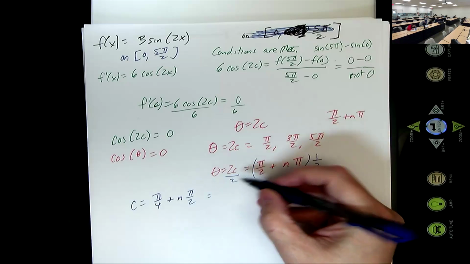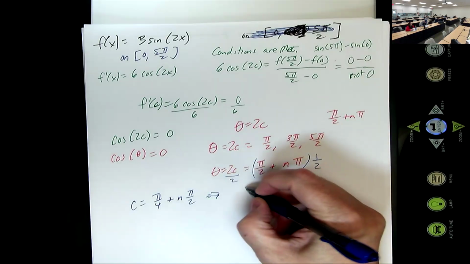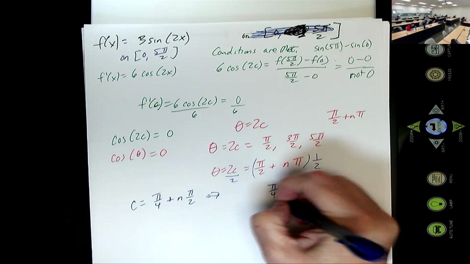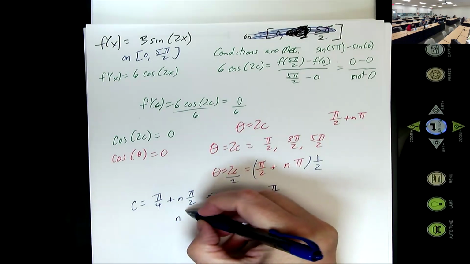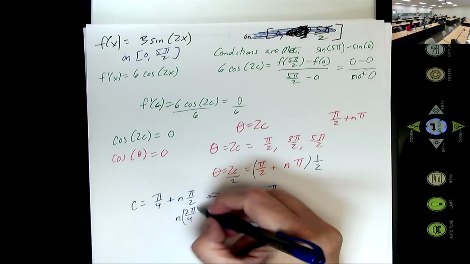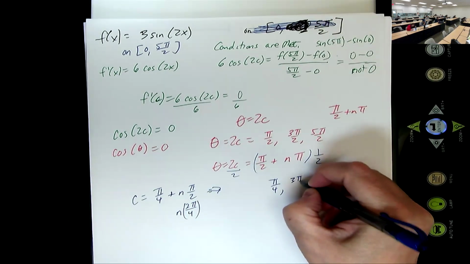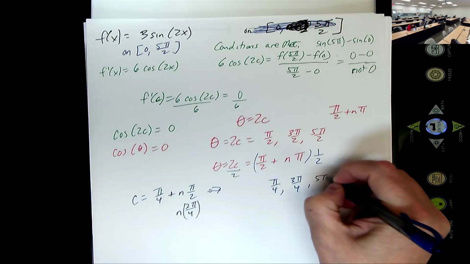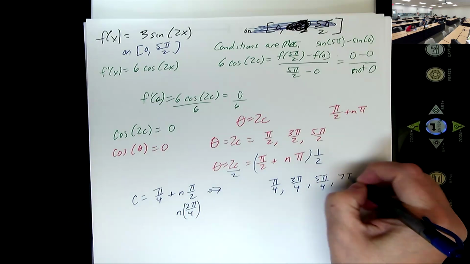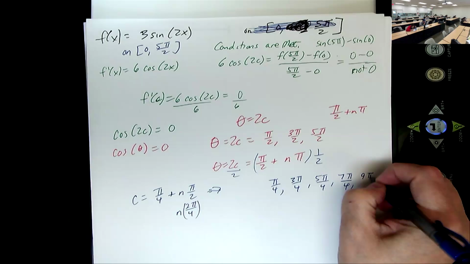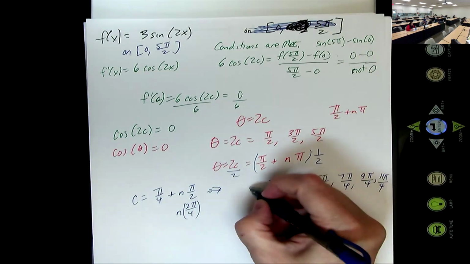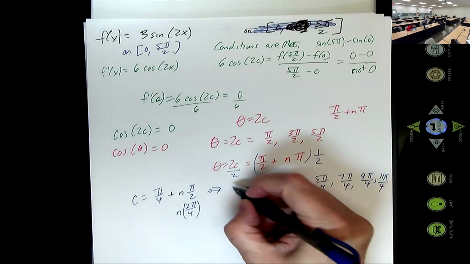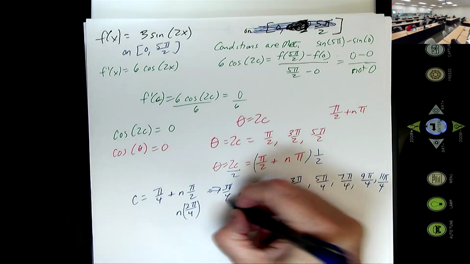This gives us a lot of numbers. Pi over 4 works. This is effectively like n times 2 pi over 4, so I can add 2 pi over 4, keep adding this. It goes the other way too. There's a lot of values.